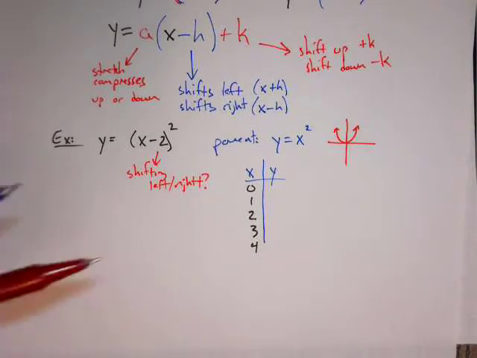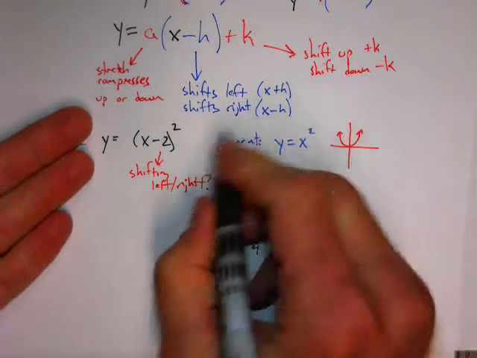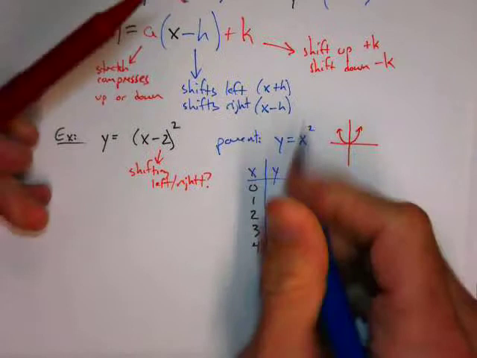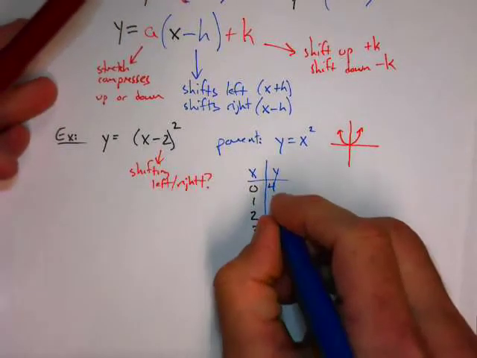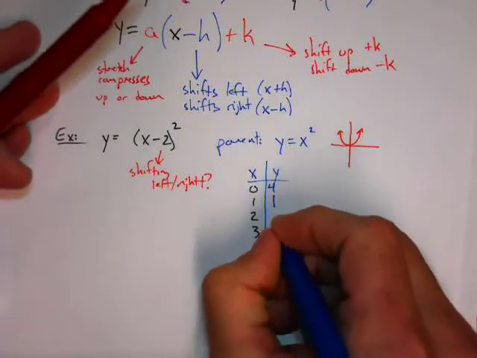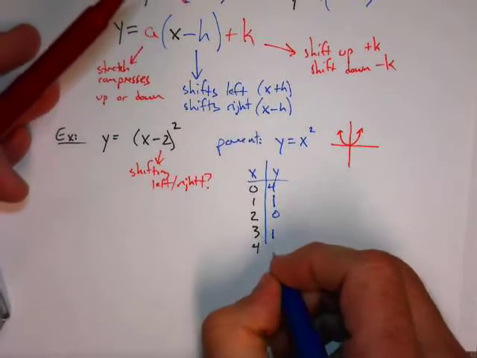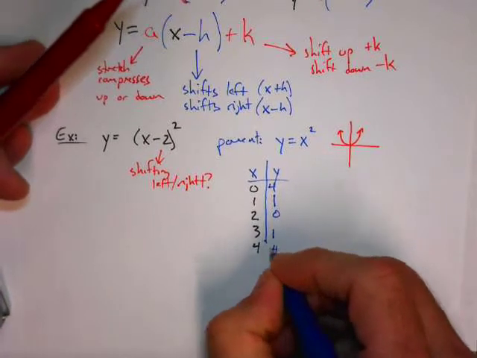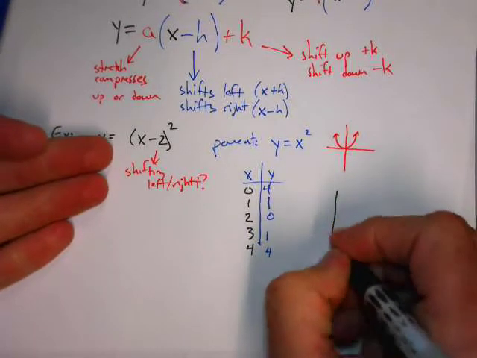So if I plug in 0 for x, I get 0 minus 2 squared. Negative 2 squared is positive 4. If I plug in 1, 1 minus 2 is negative 1, squared is positive 1. 2 minus 2 is 0. Then 3 minus 2 is 1, squared is 1. And 4 minus 2 is 2, squared is 4. And that's going to be our ordered pairs. So I plug those ordered pairs in, and we're going to graph those.